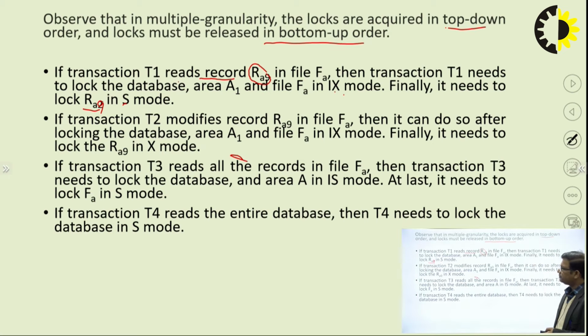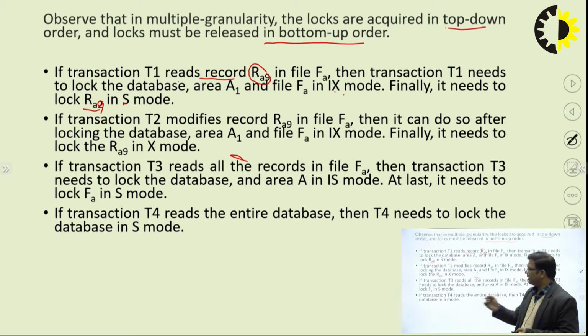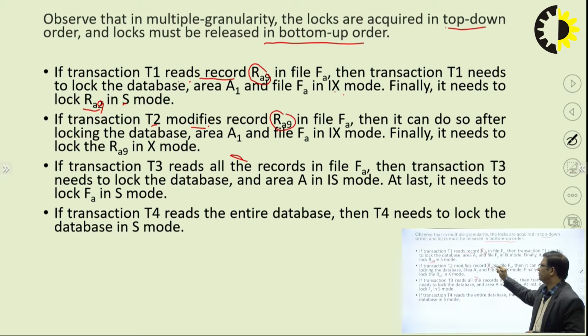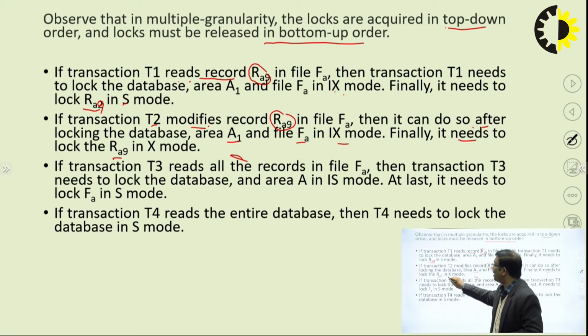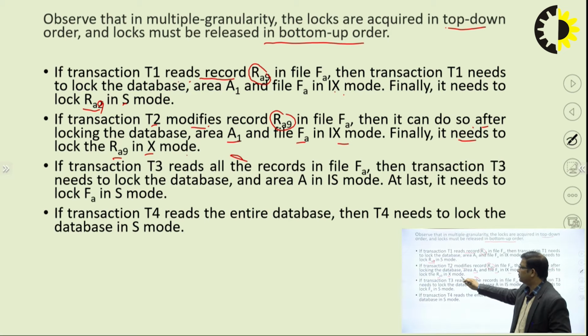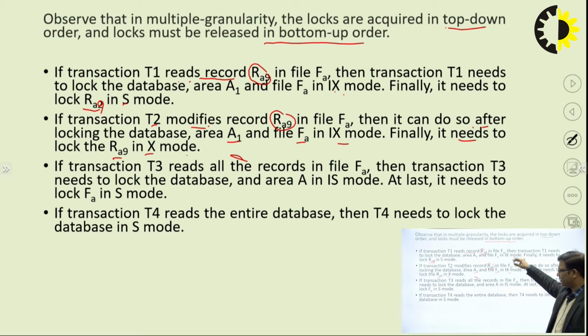Okay, let's take another example. This one is the read operation and this one is a modify, on RA9. The same variable can be modified by another transaction. Then it can do so after locking the database, area A1 and file FA in intention exclusive mode. Finally, it needs to lock RA9 in exclusive mode, just because this operation intends to modify the particular variable. Okay, so these are the different operations.